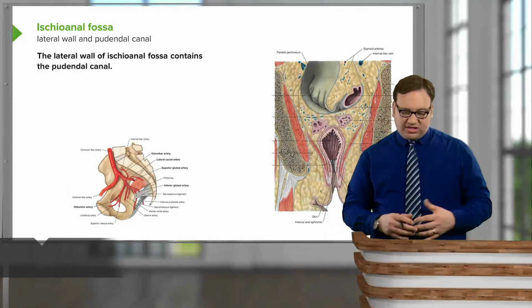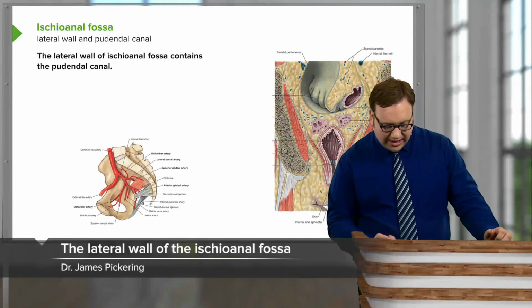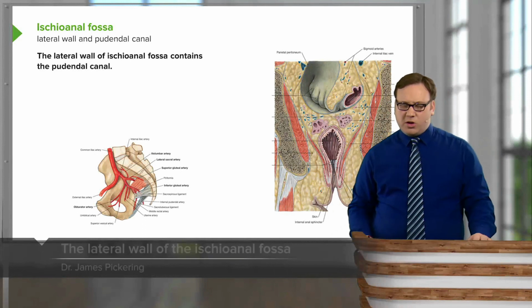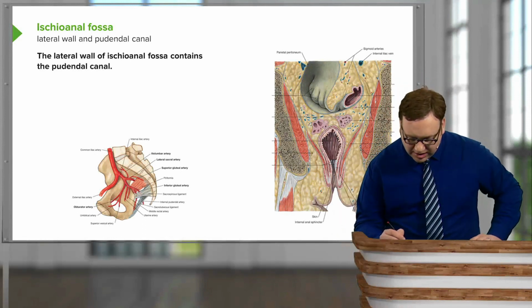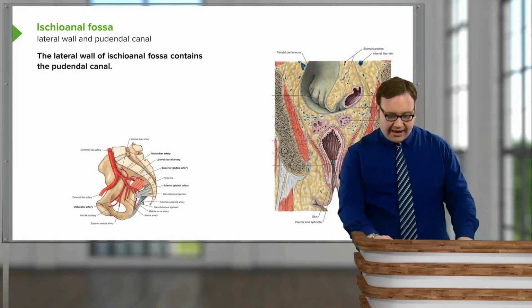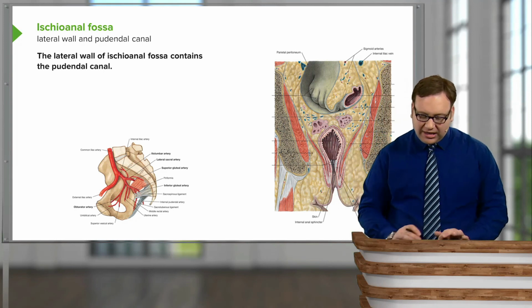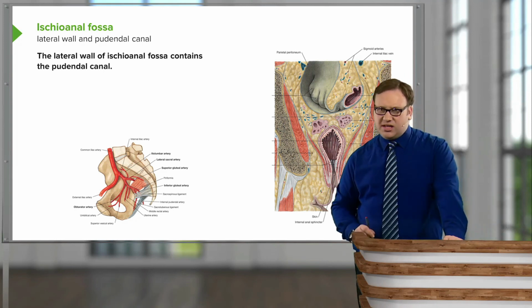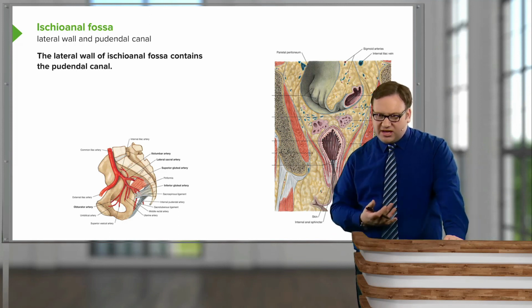So, let's just stay with the ischio-anal fossa and look at its lateral wall for one moment. So the ischio-anal fossa and the lateral wall. Now, what I've got on here as well is the branching of the internal iliac artery that we did in a previous lecture, because we now need to remember the arrangement of the internal pudendal artery.